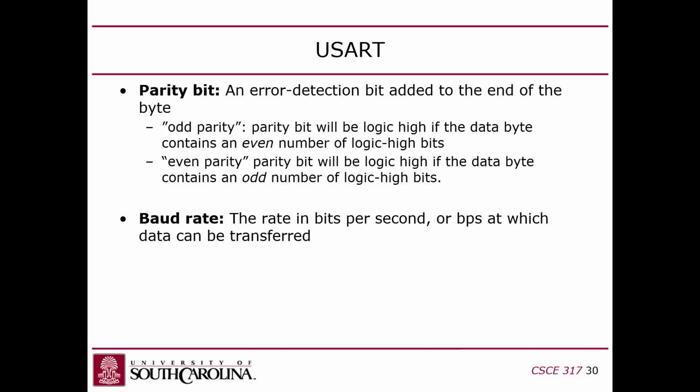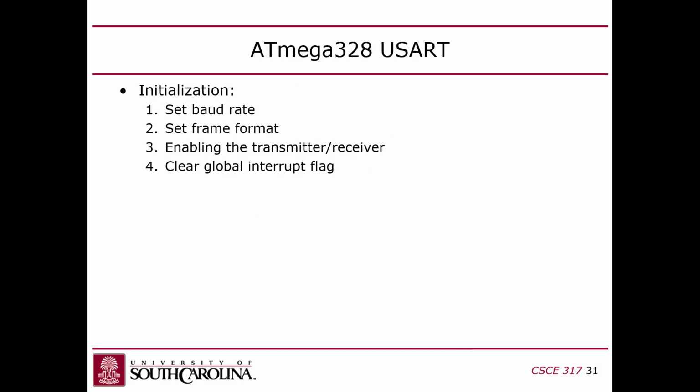And then likewise with even parity. If you have an odd number of 1 bits in the data, then you assert the even parity symbol high. That forces it to have an even number of 1 bits. And then the baud rate is the transmission rate that you're sending the data at.